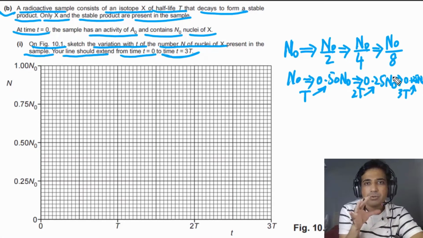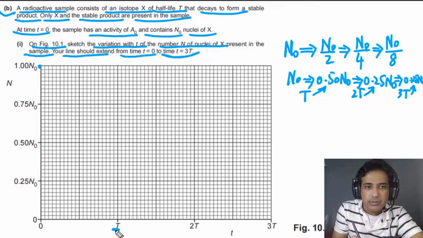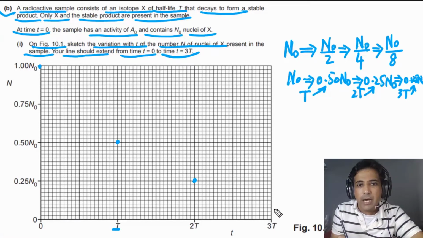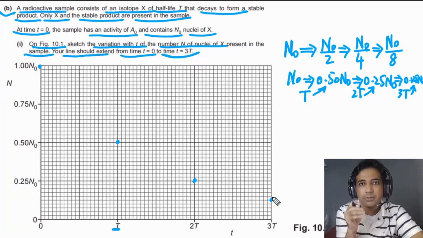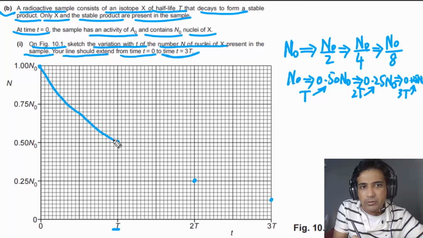Now simply we need to sketch this. First of all, we have N0, and after one half-life, at time T, we have 0.50 N0, and then after 2 half-lives, we have 0.25, and then after 3 half-lives, we have 0.125, half of that. So in this case, you can count these small boxes: 1, 2, 3, 4, 5. So this is the number of nuclei remaining after 3 half-lives. Now simply we need to sketch, so you need to connect these points and draw a curve. This is how you can sketch the curve.